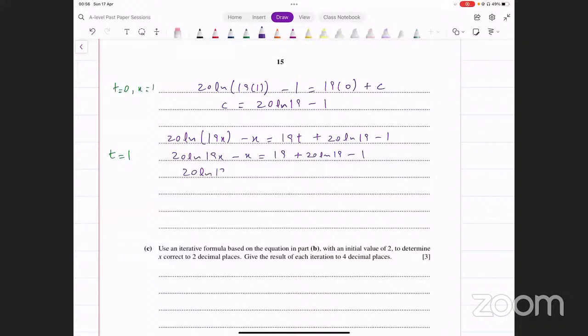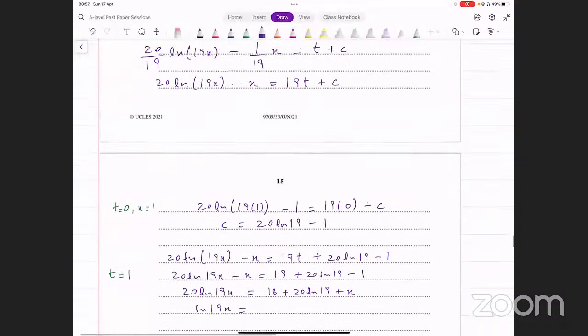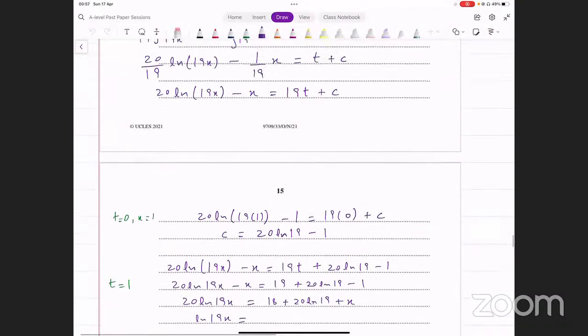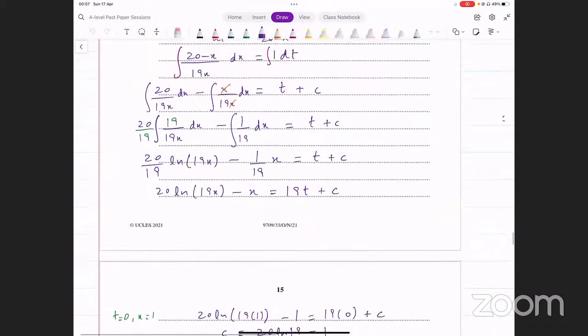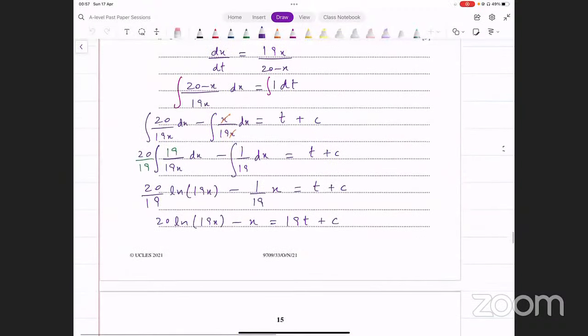I'll take everything else to the right side, and that gives me 18 plus 20 ln 19 plus x. Now I can divide 20 on the other side. That gives me ln 19x equals... do you see any error here? Is the calculation all okay? Because it does look to be getting a bit complicated.